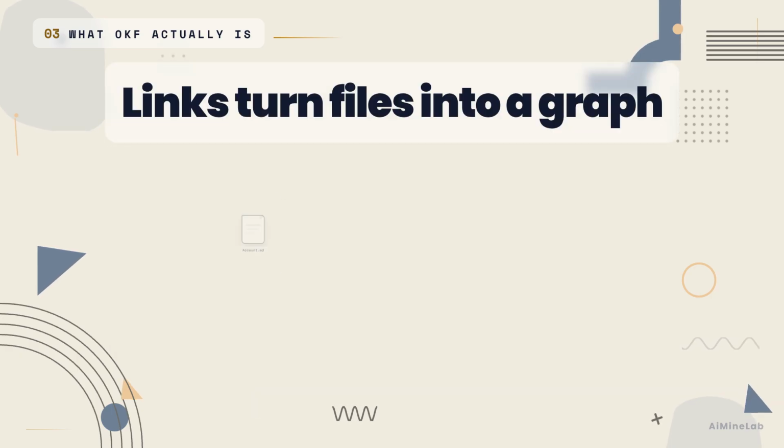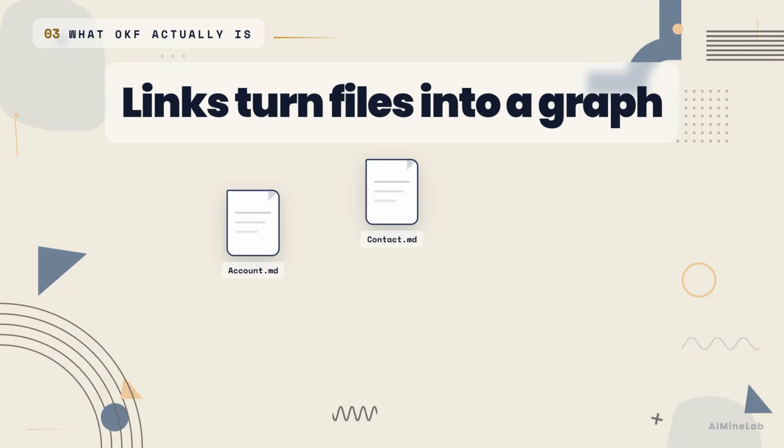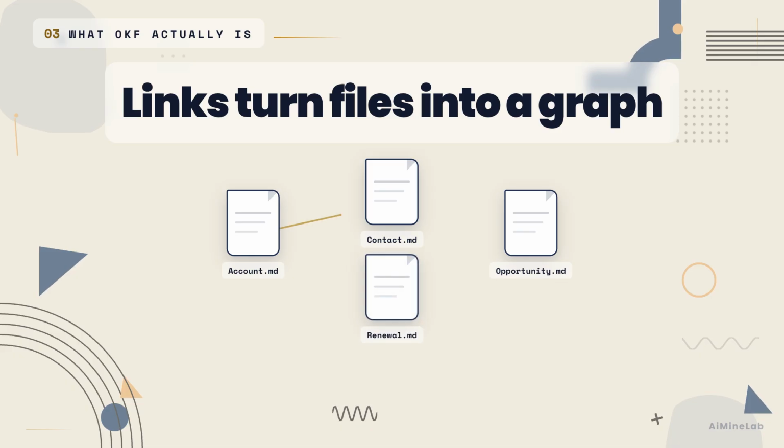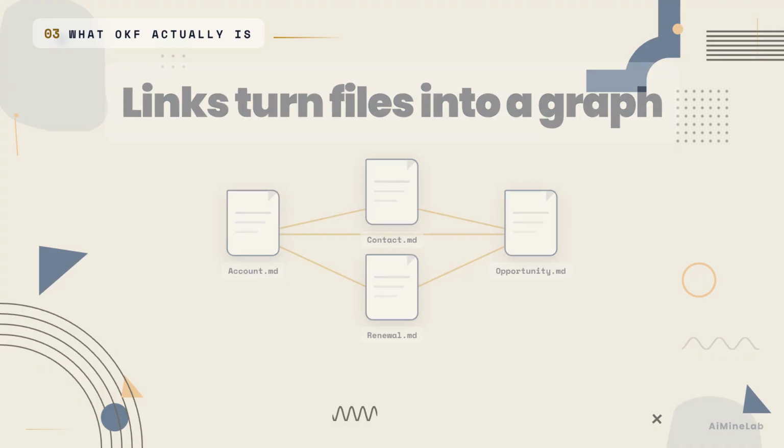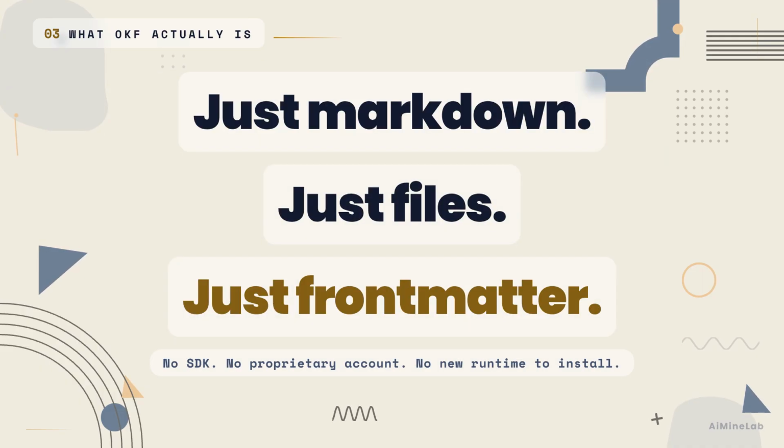Documents link to each other with ordinary Markdown links, so the directory turns into a graph. Your configuration starts at one entry, follows the links, and builds its own understanding of how your data connects. No SDK, no proprietary account, no new runtime to install. Google's own phrase for this is refreshingly blunt. Just Markdown, just files, just Frontmatter.